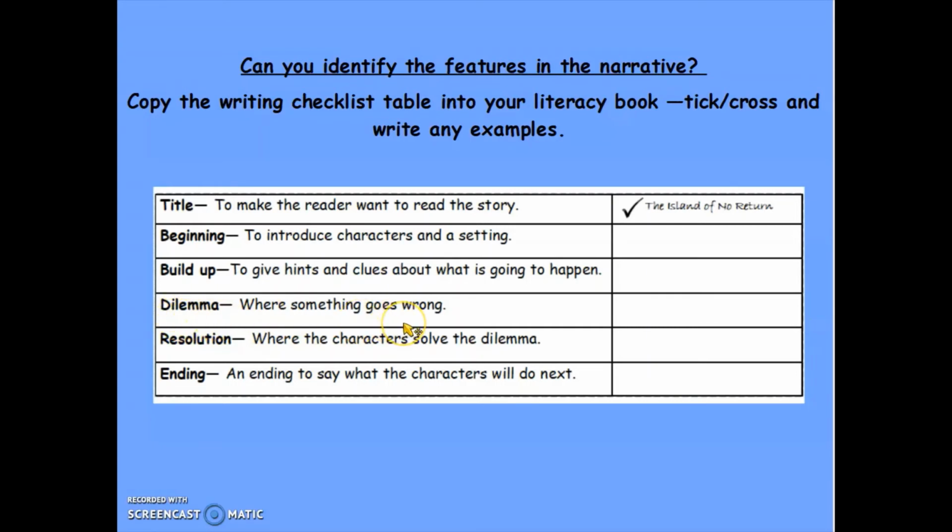The next part is a dilemma where something goes wrong. What was the dilemma in my story?